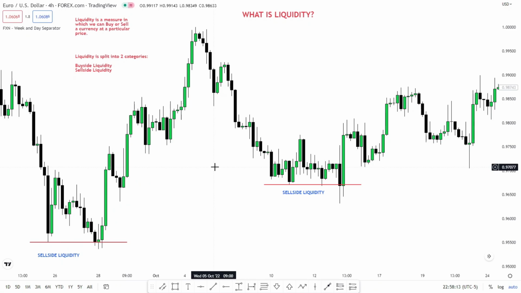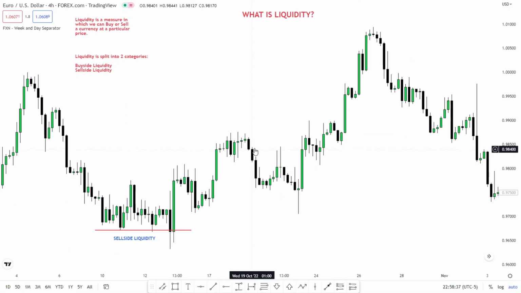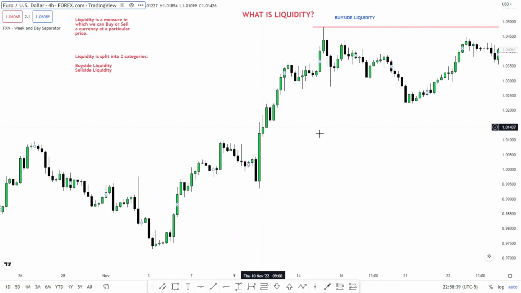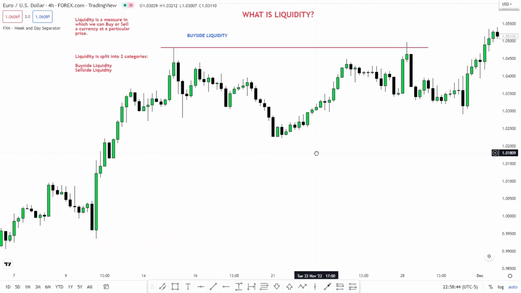When I talk about buy side liquidity, what I mean is liquidity that rests above the market, usually at old highs or relative equal highs, where smart money will pair this liquidity with their sell orders once it is taken out. So for example, let's look at buy side liquidity first. This is an example of buy side liquidity.